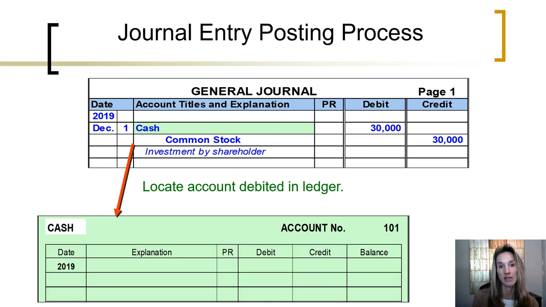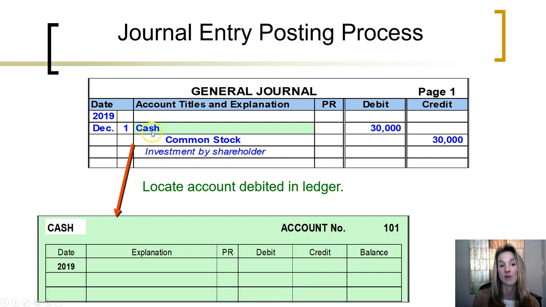This journal entry in the general journal is just telling the accounting system what accounts need to be increased or decreased. It hasn't actually caused those account balances to change because the account balances are kept track of in the general ledger where all of the account records are maintained. So once we create the journal in the general journal, we need to then take each debit and credit and post it to the general ledger.